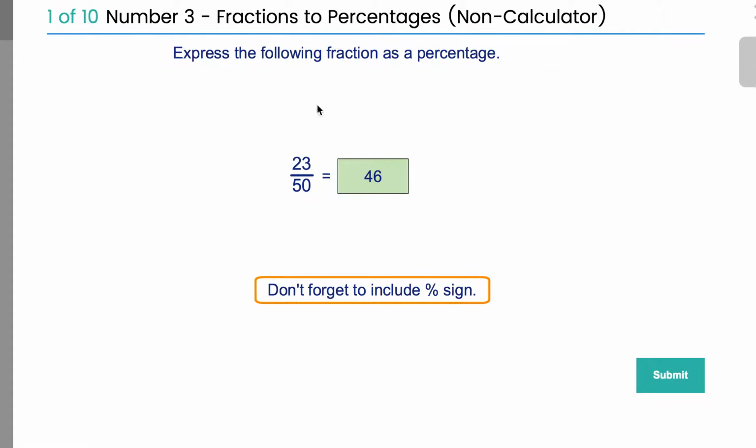So one of the rules for this activity is whenever you see something over 50, just double it to find out what it would be over 100. Don't forget to include the percentage sign. I nearly did. So don't forget to include the percentage sign.